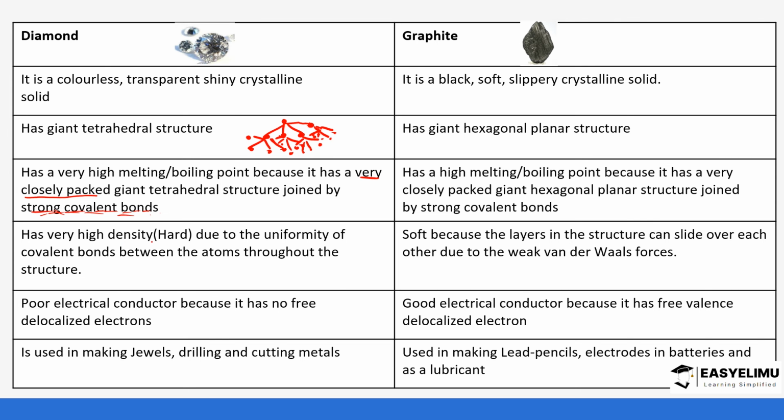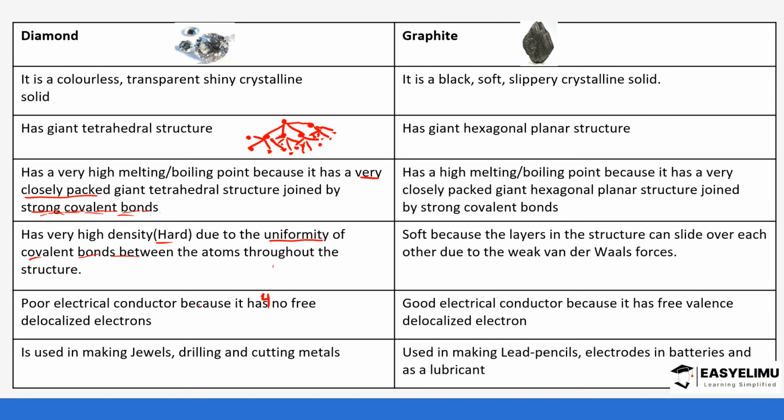They also have a very high density, and they are hard. Actually, diamond is one of the hardest substances. This is because of the uniformity of the covalent bonds between the atoms throughout the structure. They are very uniform. They are poor electrical conductors because they do not have any delocalized electrons. We say the 4 valence electrons in carbon are bonded fully by 4 other carbon atoms.